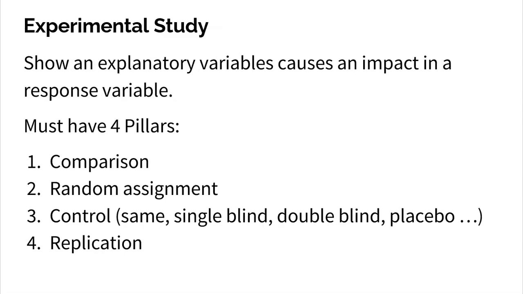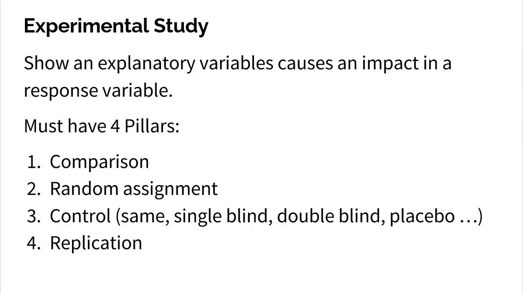All right, so let's just dive into an experimental study because this is where the thick of the video lies. So we want to show an explanatory variable causes an impact in a response variable. To make sure this happens and to be able to say, hey, this causes this, we have to conduct an experiment, and we have to make sure that it hinges on four key pillars: comparison, random assignment, control, and replication. Let's just run through them really quickly.